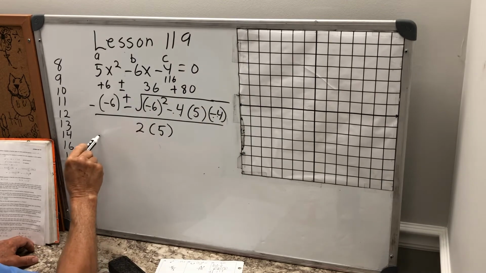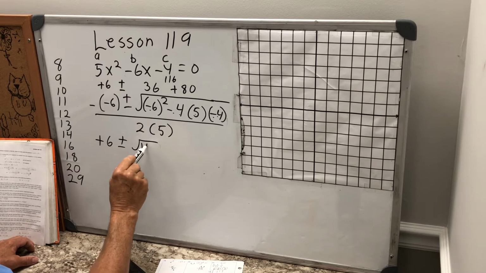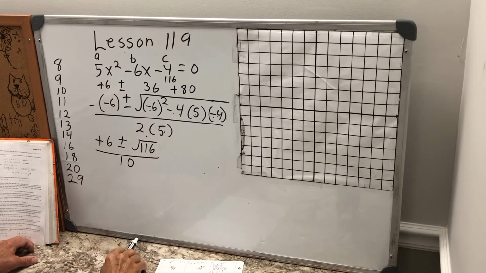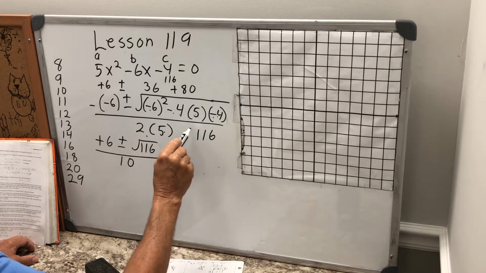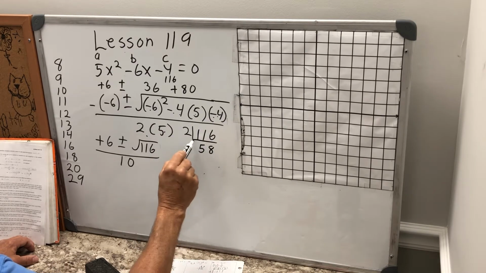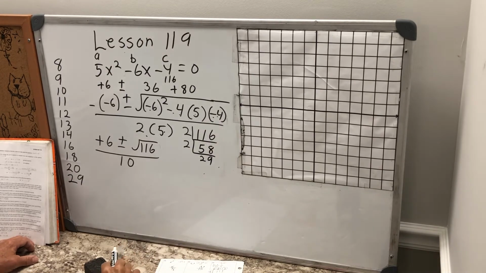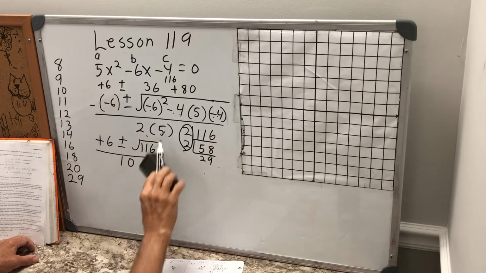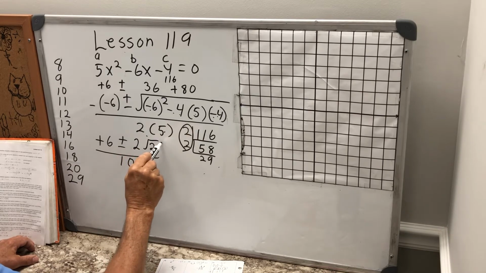All right, rewrite it. 6 plus or minus square root of 116 over 2 times 5, which is 10. Can we simplify 116? I'm sure we can. 2 times 58, 2 times 29, and I think we stop there. So we replace this with 2 times the square root of 29.